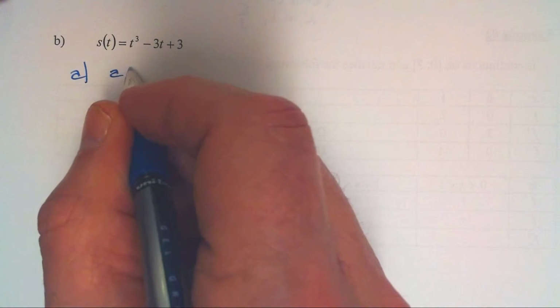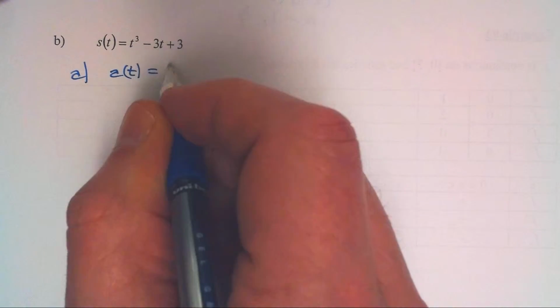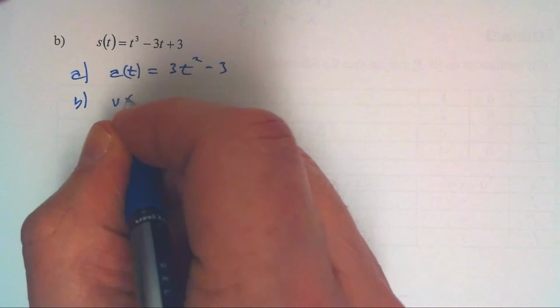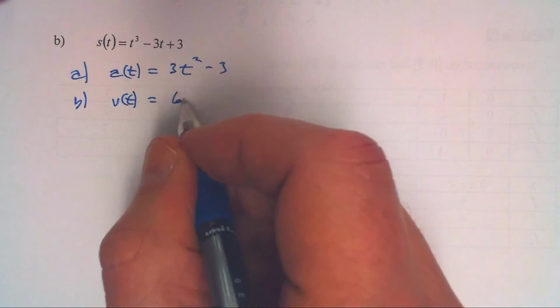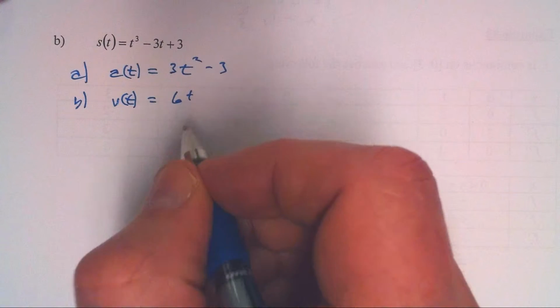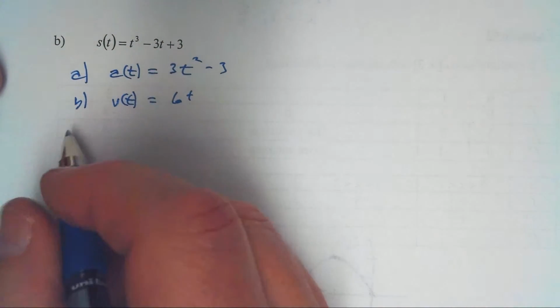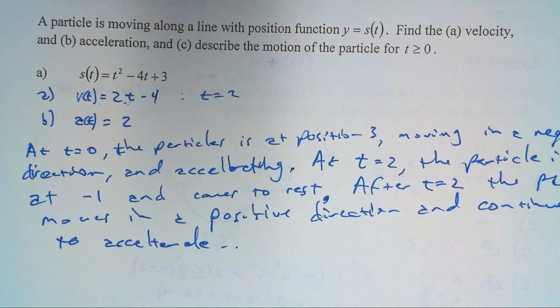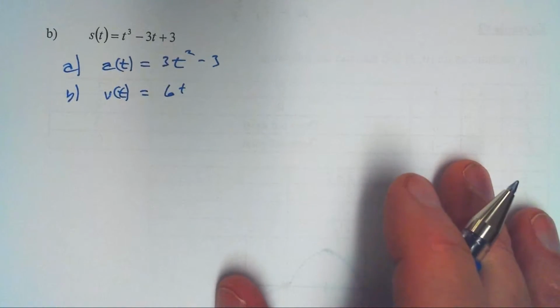All right, A. Our acceleration based on t is 3t squared minus 3. Our velocity based on t is 6t. And we're going to start talking about what happens at t equals 0 because we want t greater than or equal to 0.